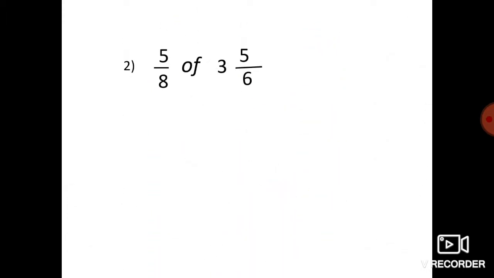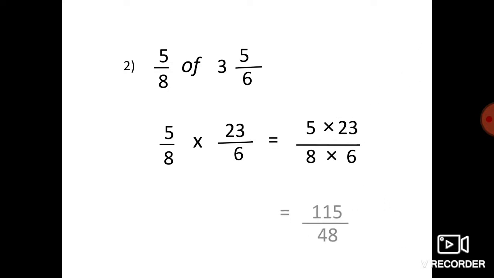Listen. 5 by 8 of 3 5 by 6. Instead of of, we use into. 3 5 by 6 is a mixed fraction. We convert it into the improper fraction 23 by 6. Now check any common number. 5 and 8: no common number. 23 and 8: no common. 5 and 6: no. 23 by 6: no common number, no divisible numbers are there. So we can write directly the answer 5 into 23 by 8 into 6. 5 into 23 is 115 by 48.